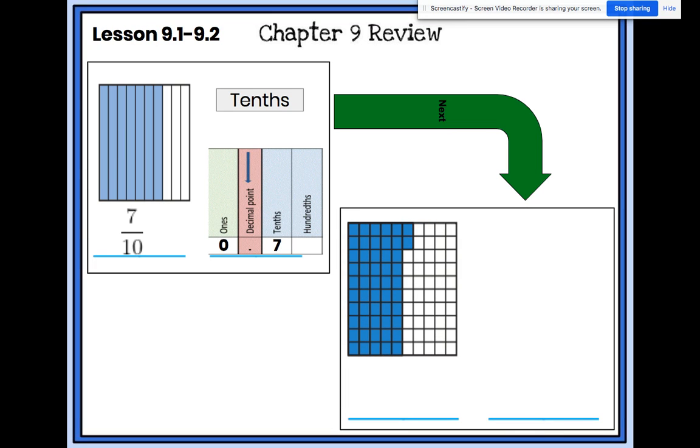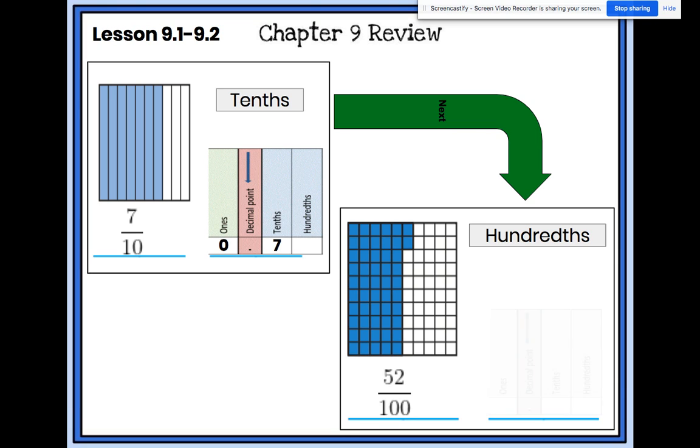Let's look at another model, but this time our model is divided into 100 equal parts. So that tells me we're working in the hundredths spot. If I want to show this as a fraction, I can go ahead and just count all of the blue parts that are shaded. You can count them by ones if you wanted to, but I already know that there are 10 parts just in this column, so I can count each column by 10: 10, 20, 30, 40, 50, and 2 more is 52. So there's 52 out of 100 parts shaded, so my fraction would be 52 hundredths.